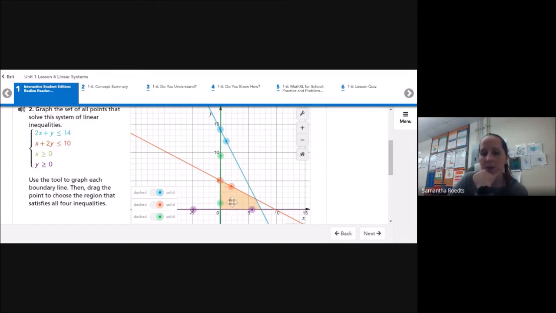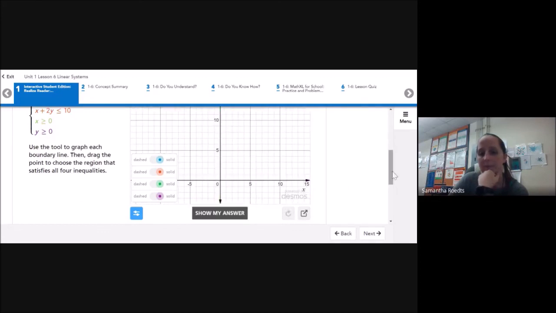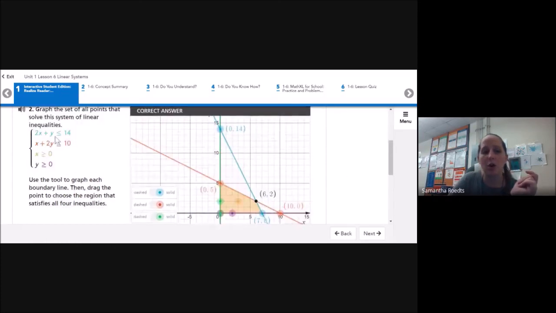So that means anywhere in here, this orange section is going to be a solution to my problems. It's less than the blue, less than the red, greater than the green, greater than the purple. These are all going to be solid lines because they all have equal signs underneath. It would be a dashed line if it was a less than or greater than sign.